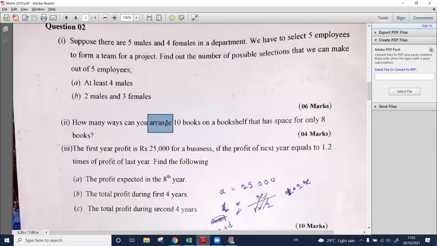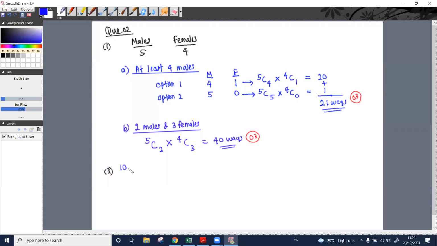We need to arrange, right? Arrange, now it is about permutations. Select, now that is about combinations. Yes, 10P8. What should be the answer? 10P8 is 1,814,400. 1,814,400 ways are there.